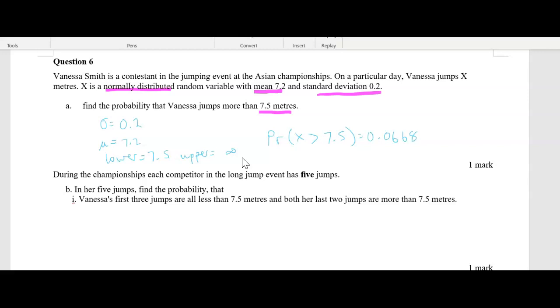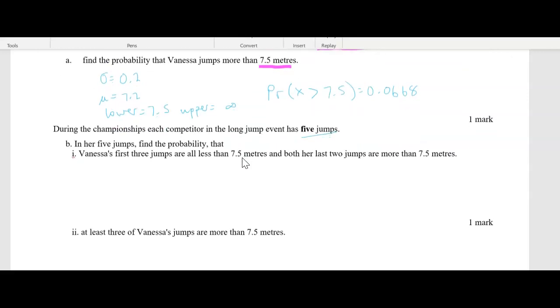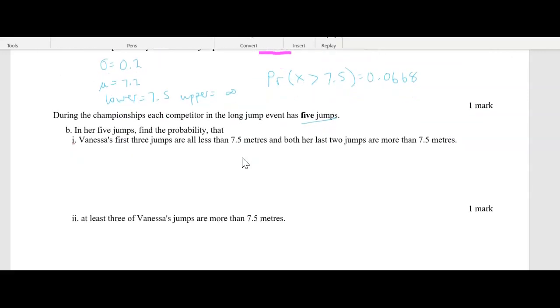All right, during the championships, each competitor in the long jump event has 5 jumps. In her 5 jumps, find the probability that Vanessa's first 3 jumps are all less than 7.5 meters and both her last 2 jumps are more than 7.5 meters.